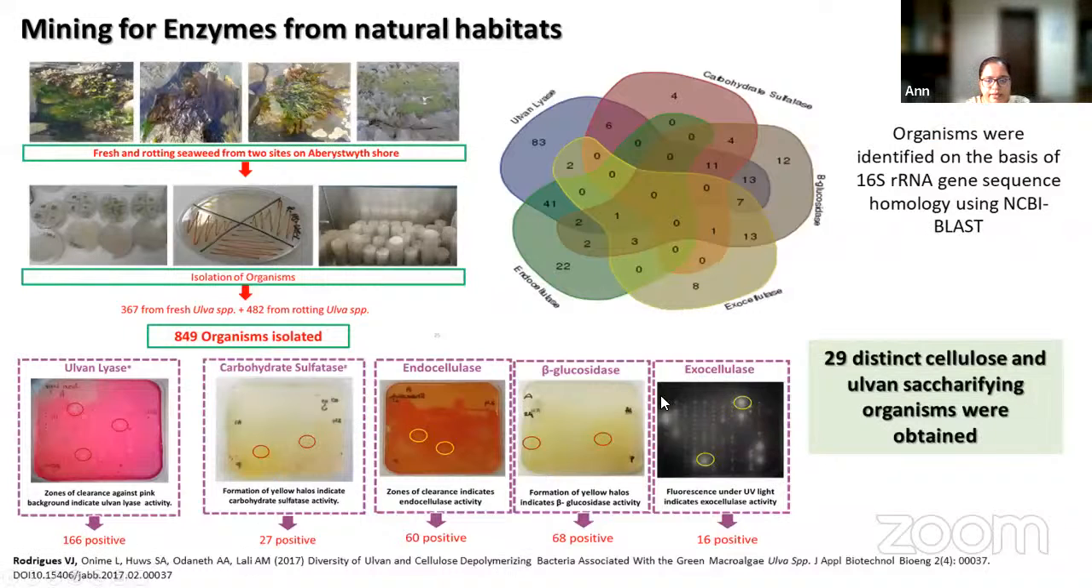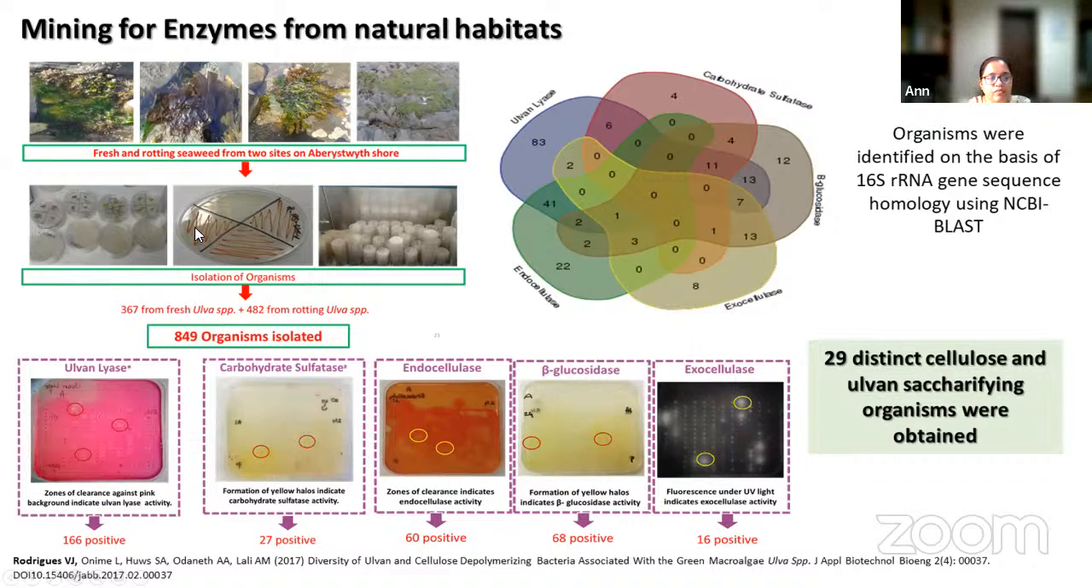So this is one small work that we had done way back in 2015, 2016, where we had taken samples of organisms from rotting seaweeds and tried to grow them. From the seaweeds, we had enriched and plated out around 367 from fresh seaweed samples and 400 from the rotting seaweed samples. All these samples were then put on selective media where individual enzyme properties were characterized. So the entire 800 colonies went onto plates in this manner, and individual colonies which showed the enzyme behavior were picked up.